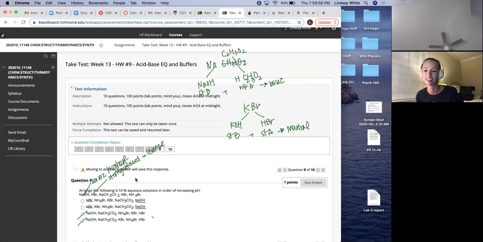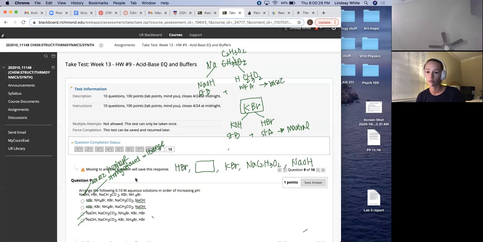So is that going to be greater pH than KBr or lower pH than KBr? It's going to be a greater pH. Good. Going to be greater pH than KBr. So we need to say HBr something, KBr, NaC2H3O2, and then NaOH, right?